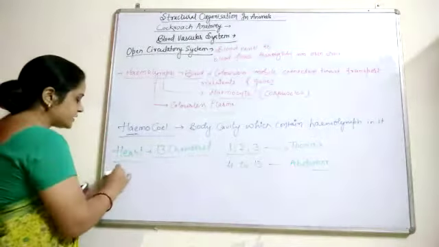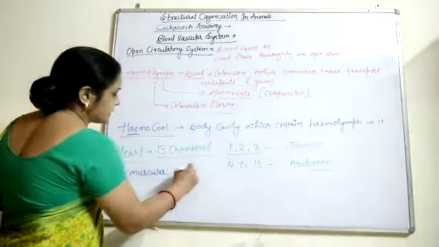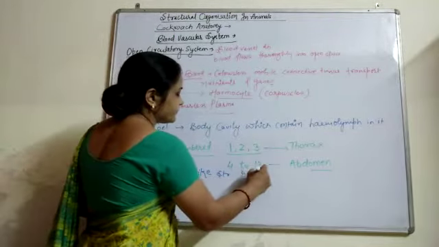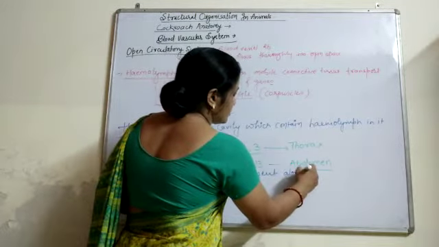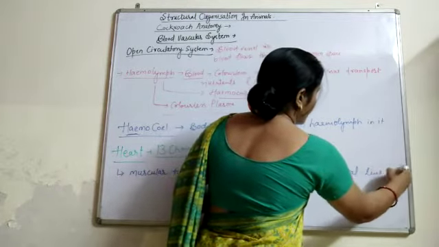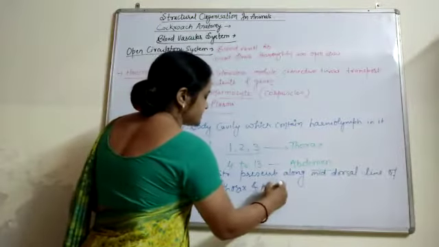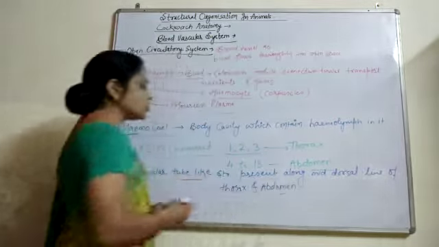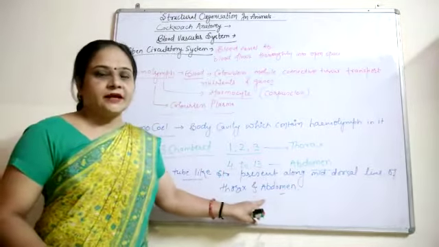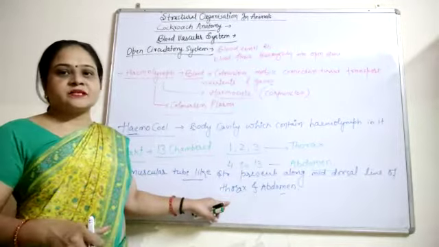Then what is this heart? Heart is a muscular tube-like structure present along the mid-dorsal line of the thorax as well as the abdomen. This is the muscular long tube-like structure present along the mid-dorsal line of the thorax and abdomen. This is the basic part. Now we will start with the diagrammatic representation.